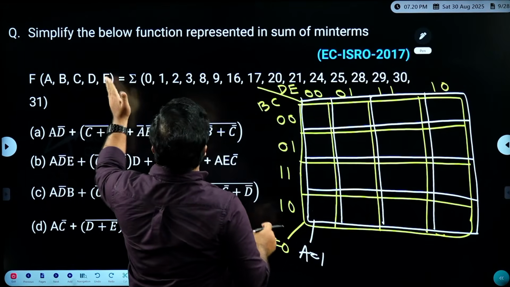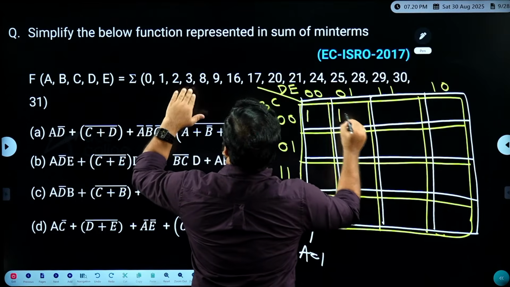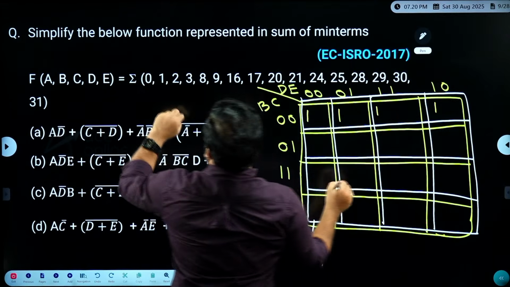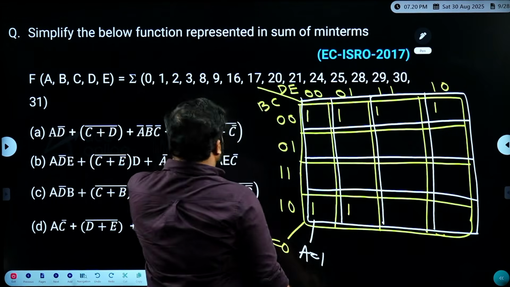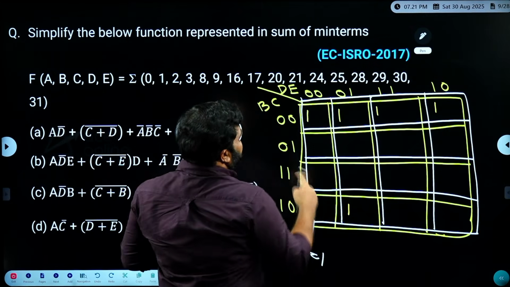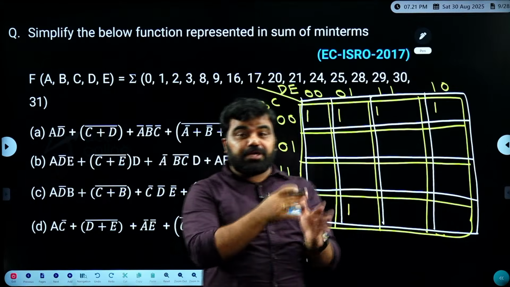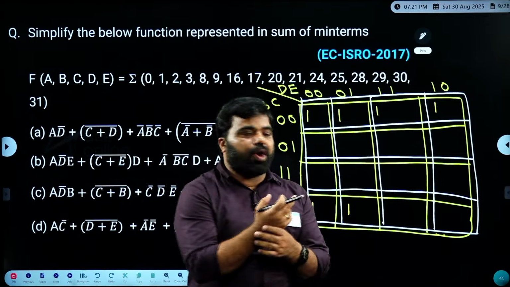In this, let us mark the minterms specified. So, what is that here? Sigma m of 0, 1, 2, 3. Next, 8, 9. Then we are getting 16. So 16 in A equals to 1 K map, 0 to 15 in A equal to 0 K map, and from 16 to 31 in A equals to 1 K map.